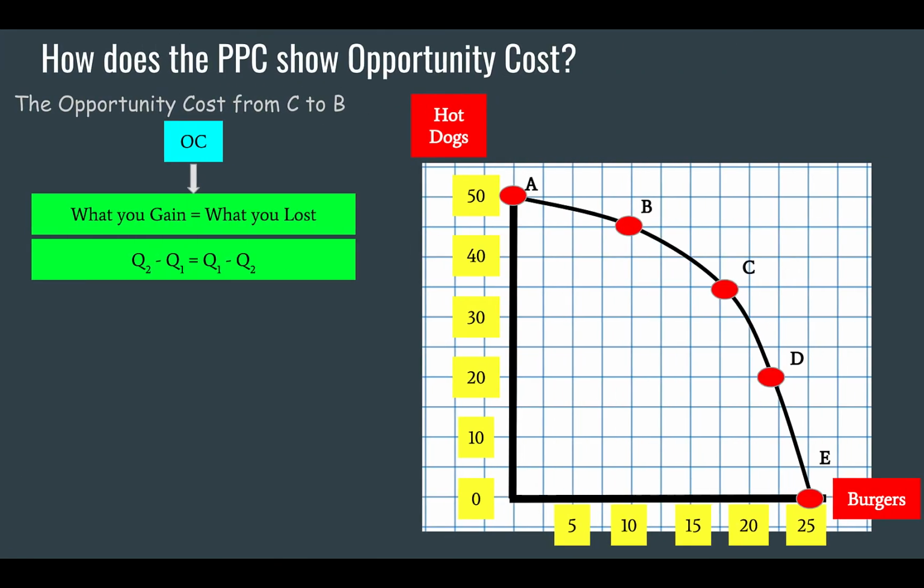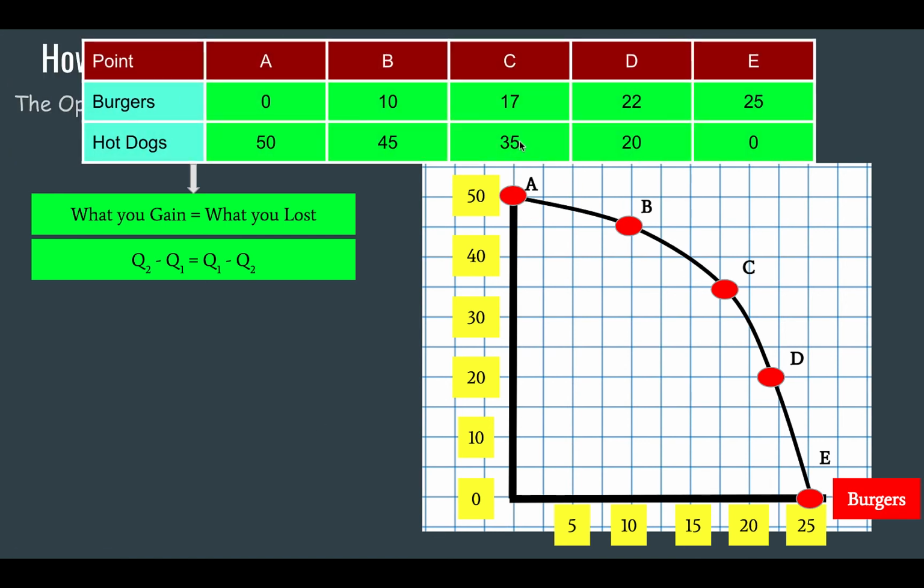We had to give up 1/3 of a burger. And I think you'll agree the 0.33 is higher than 0.15. Okay, now from C to B, so again, I'm going to need to check this because it's not that easy to read from a graph.